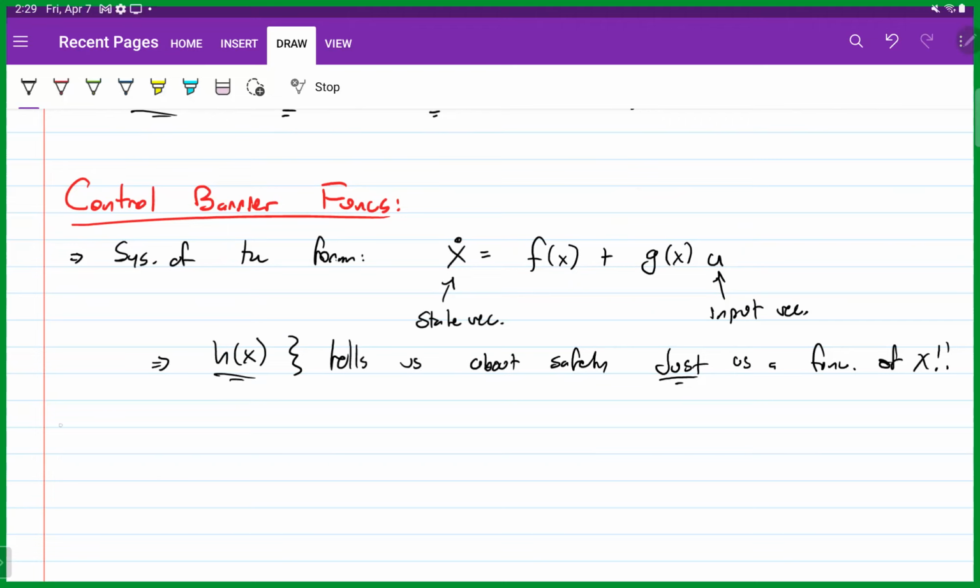So if we want to determine safe inputs to our system, we want to turn safety into a constraint on our input u. Okay. So do we have any ideas on what we might do to achieve this? Any thoughts? What do we think, guys? Anything at all?